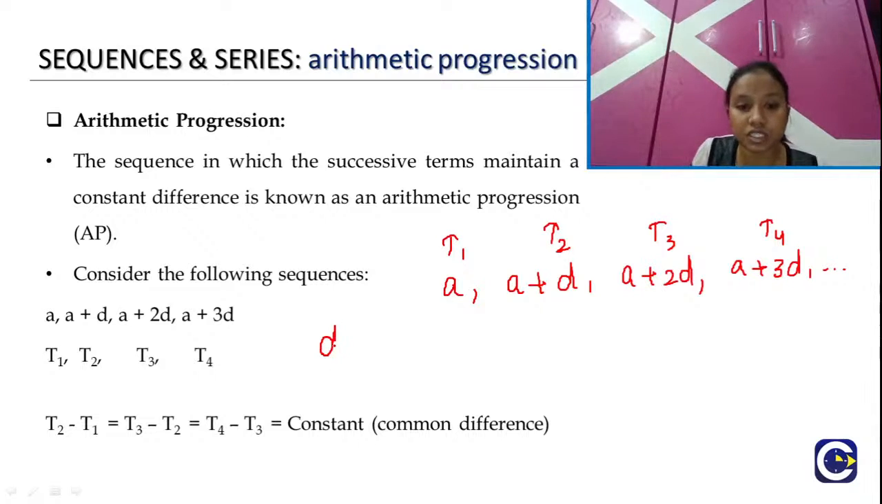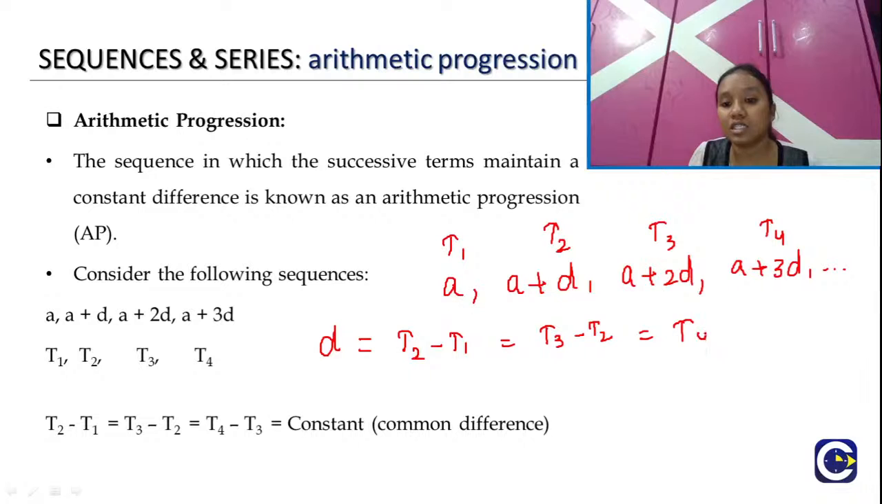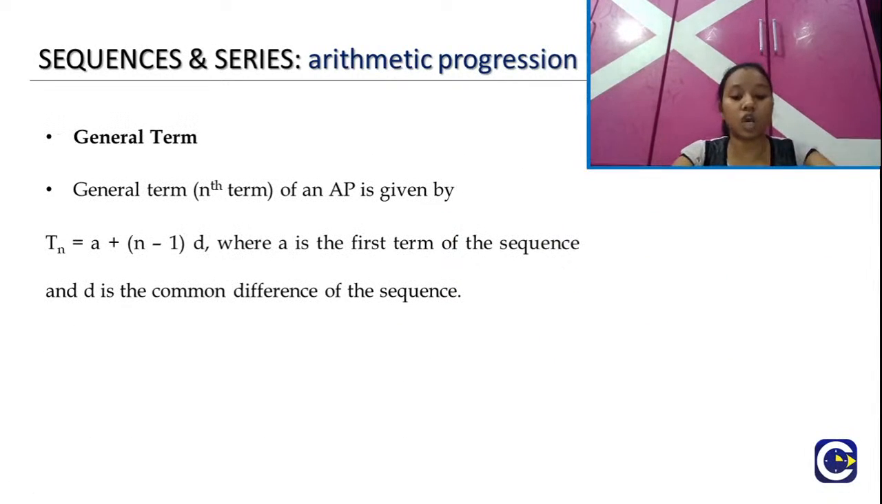So the common difference d will be constant and that will be equal to t2 minus t1, or else t3 minus t2, or else t4 minus t3. So you have to identify whether it is the second term minus the first term or the third term minus the second term, right? So likewise we'll be having the common difference here. Now as we have seen the standard sequence of arithmetic progression, the notation of the terms as well as the common difference, let's figure out the general term here.